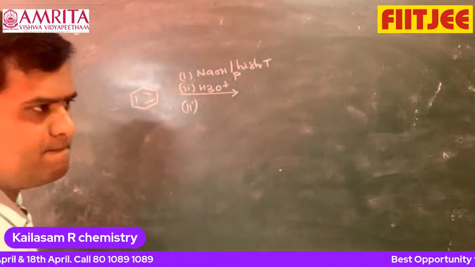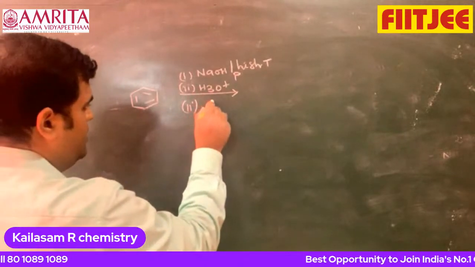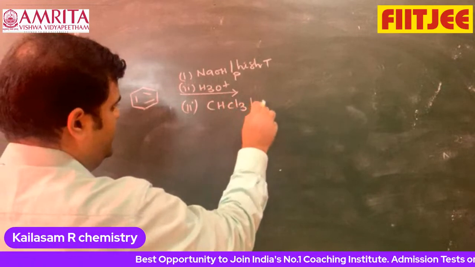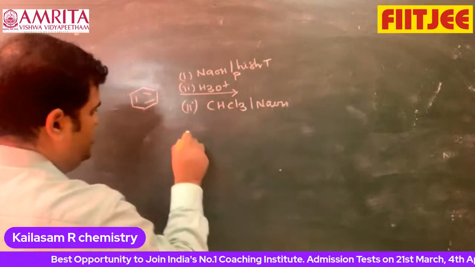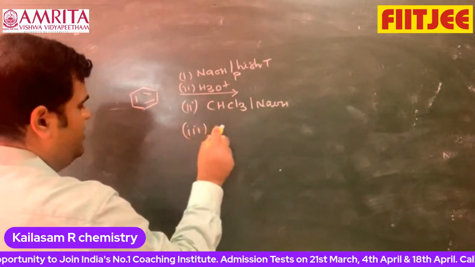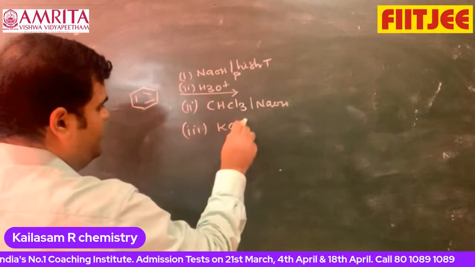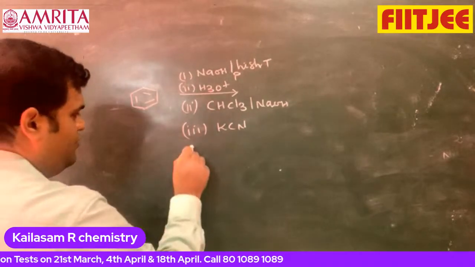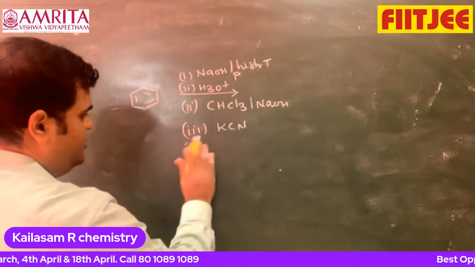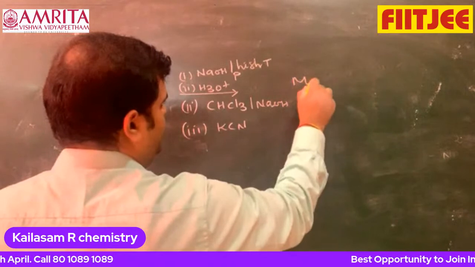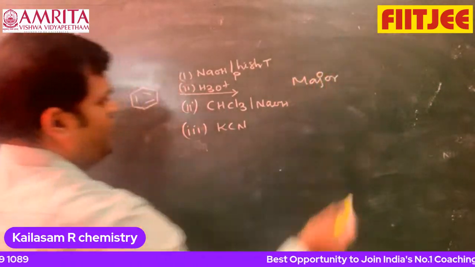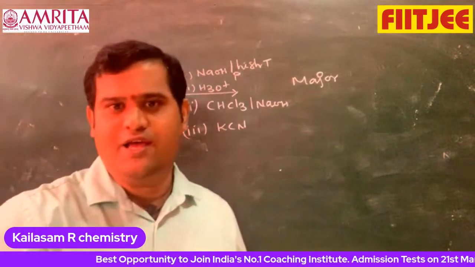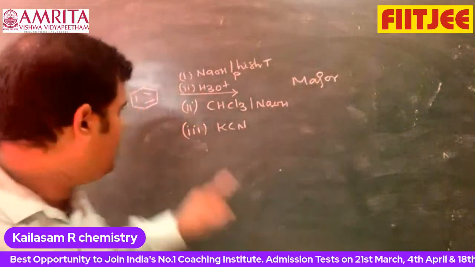Second will be CHCl3, NaOH. Third will be KCN. And fourth will be, that's all. Find out the major product. This is what they will ask. I asked you major.